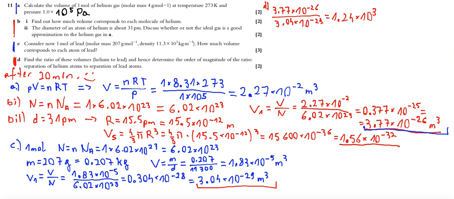And there is one more: the order of magnitude of the ratio of separation of helium atoms to separation of lead atoms. We have the ratio between volumes. How to find the ratio between separations, so the ratio between distances? What is the relation between volume, a three-dimensional thing, and distance, a one-dimensional thing? Distance is the cubic root of the volume, because volume is distance to the power of 3. Is it clear? You can imagine that each atom occupies or travels in a space which is a kind of cube. So if we have two neighboring atoms, the distance between these atoms is, let's say, x. How to find volume? Volume is x to the power of 3.